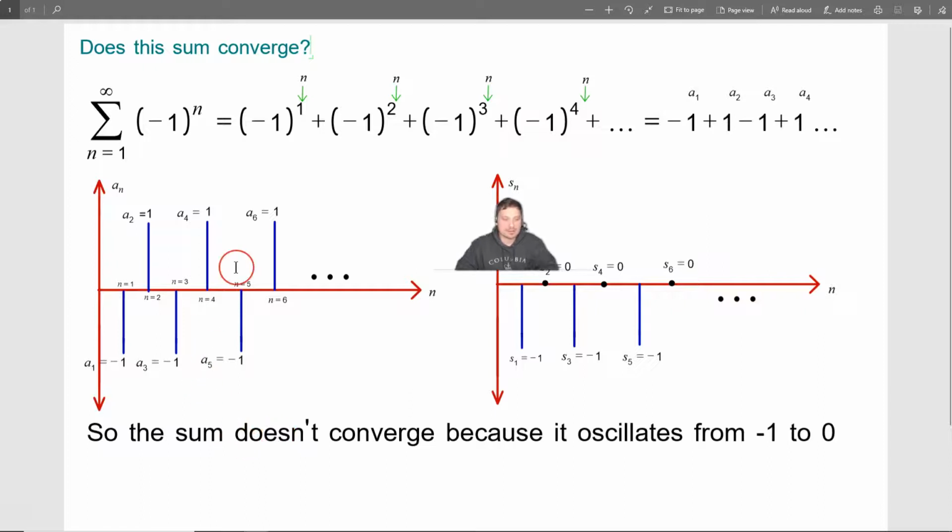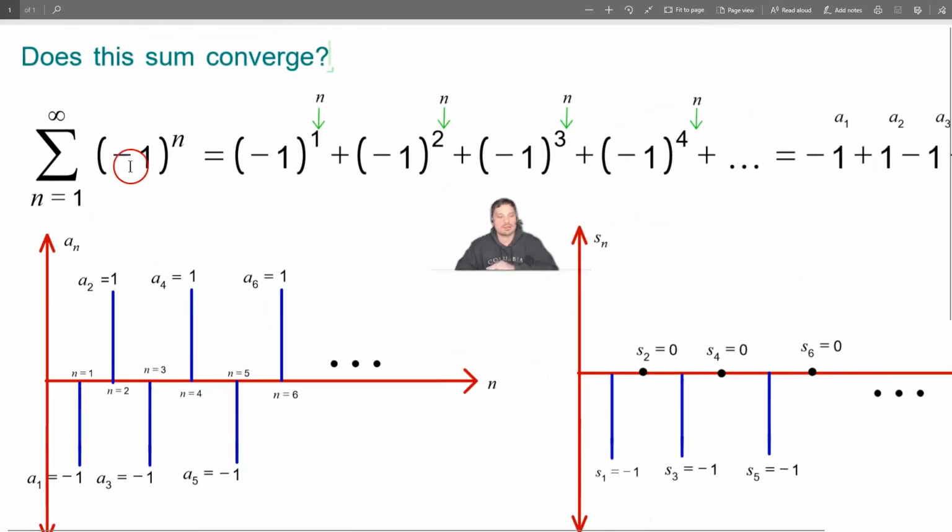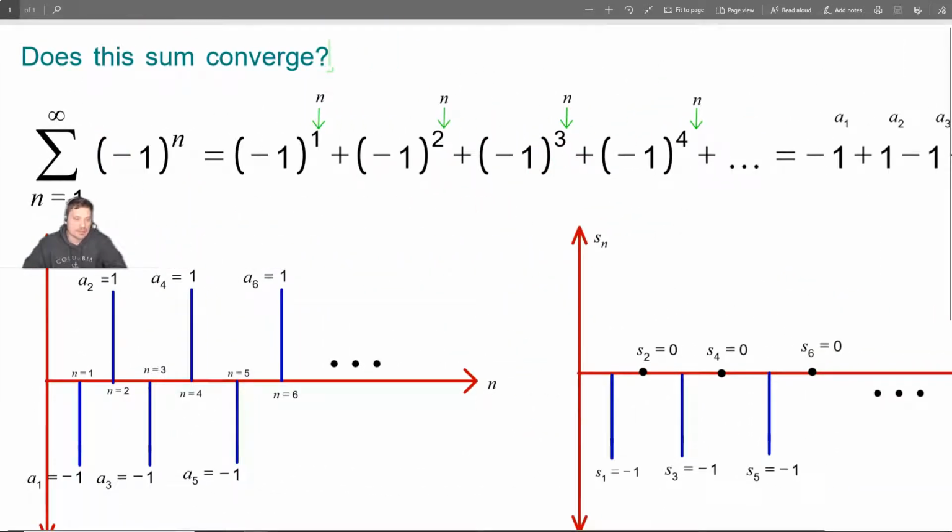Hello, in this one I'm going to talk to you about the concept of a sum that diverges because of oscillation. So we'll explore it in some detail. Here's an example: the sum with lower index n equals 1 going up to positive infinity, where the term is negative 1, in parentheses, raised to the n.